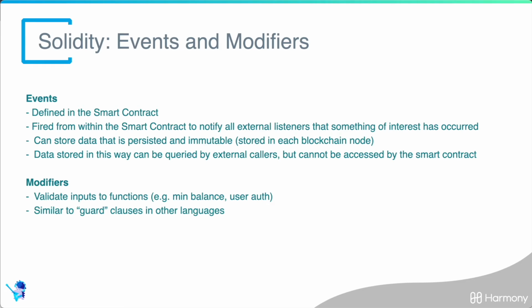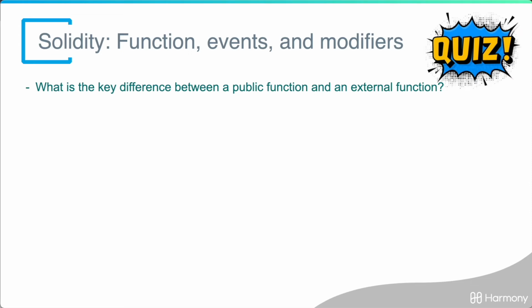So we've learned about events, modifiers, and functions. Let's have a quick quiz. So what's the key difference between a public function and an external function? You can pause now, give it 5 seconds.